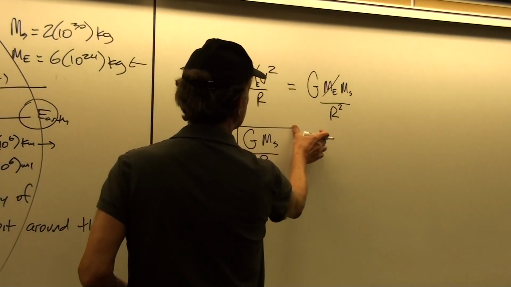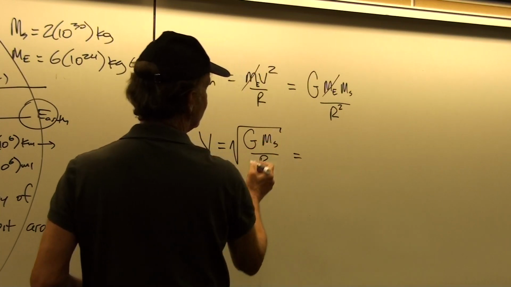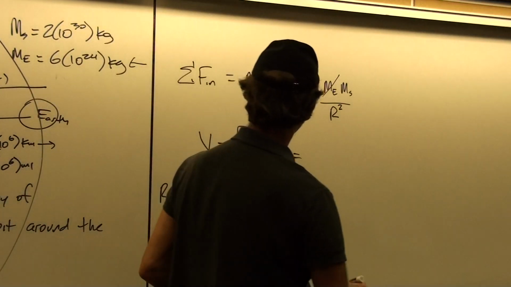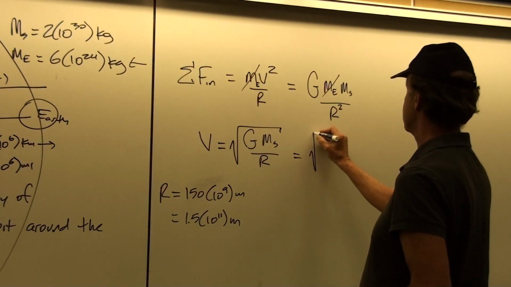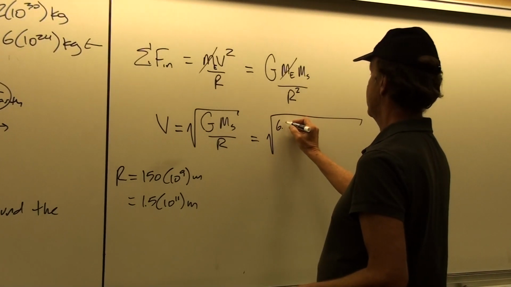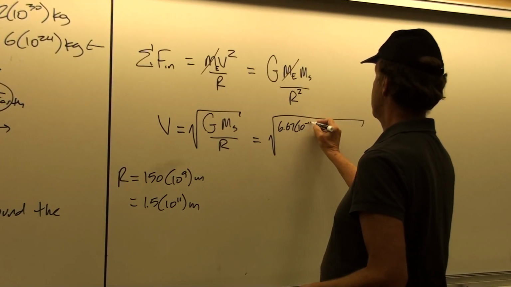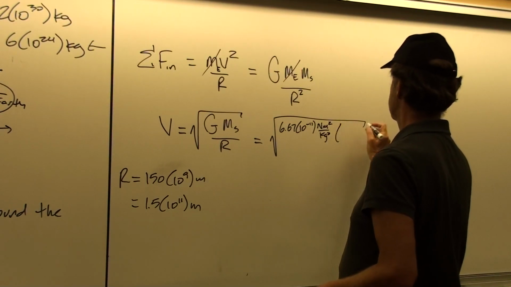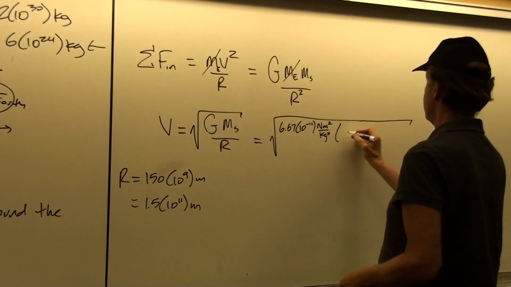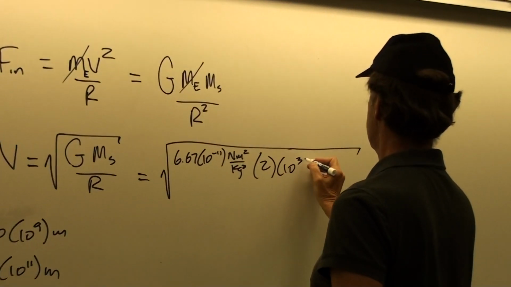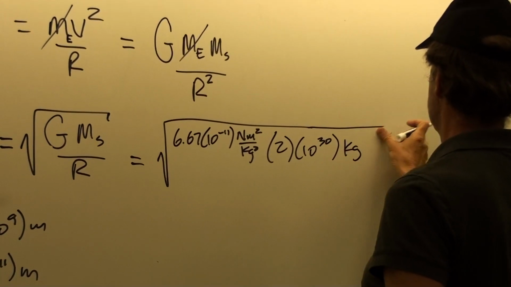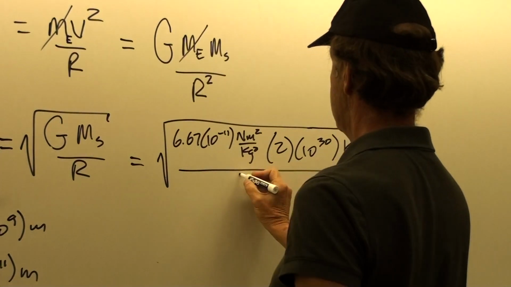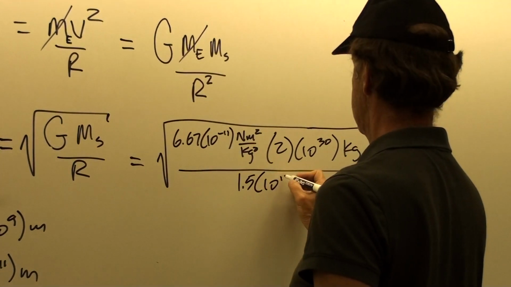And then we'll plug in for the mass of the Sun, and we'll pop in that G factor. Be sure not to confuse that with the acceleration due to gravity. This is big G, not little g. Big G is our universal gravitational constant. So that's the square root of 6.67 times 10 to the minus 11 Newton meters squared per kilogram squared times the mass of the Sun, 2 times 10 to the 30 kilograms, all divided by the distance from the Earth to the Sun, which is 1.5 times 10 to the 11 meters.